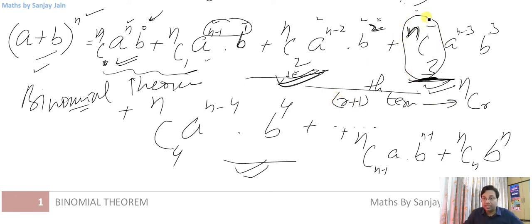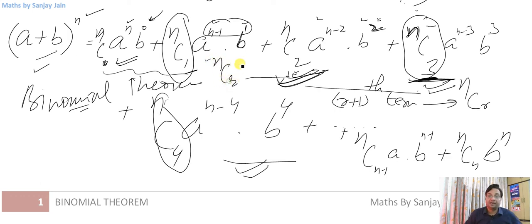Fourth term has got nC3. Fifth term has got nC4. Second term has got nC1. Right? So what will the (r+1)th term have? nCr. What will the rth term have? nC(r-1). This is something that I want you to notice.